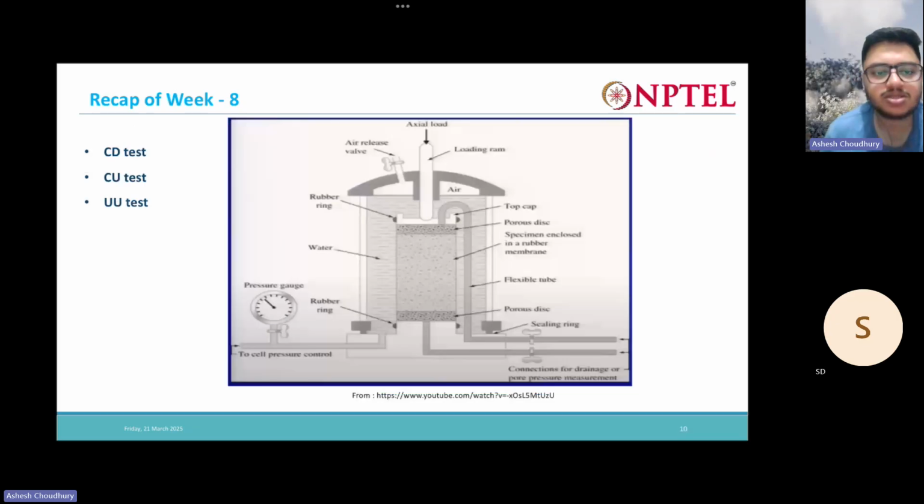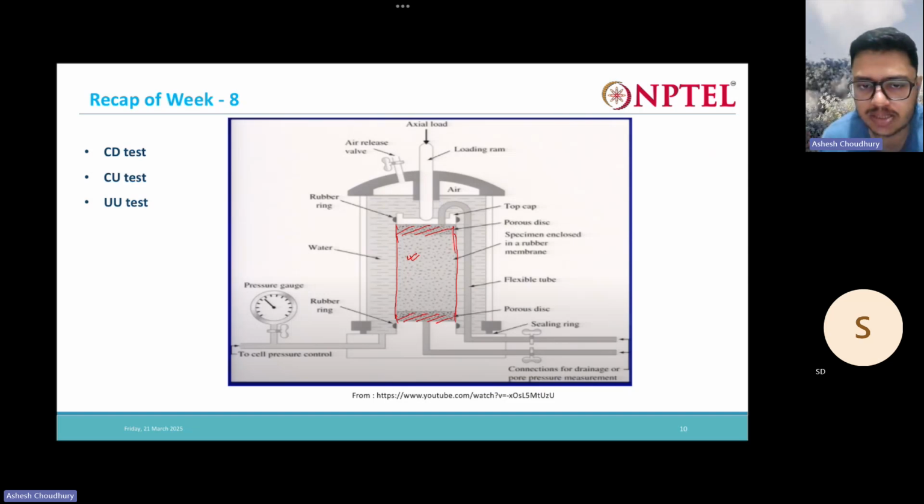So this is the whole triaxial arrangement. In between, first we have the soil sample. This soil sample is first enclosed in a rubber membrane. We have a rubber membrane where the soil specimen is enclosed, and at the top and the bottom we have put some porous stone, a porous disc.